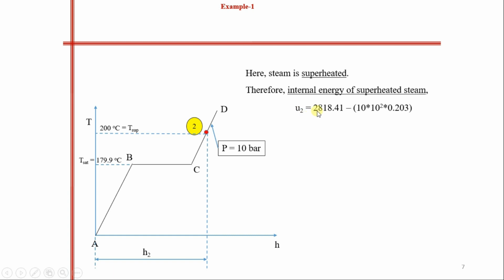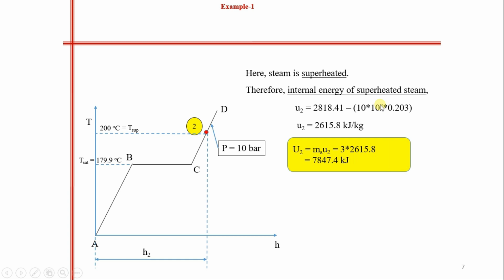So U2 comes out to be 2615.8 kilojoule per kg. Here also I have taken the pressure in kilonewton per meter square. Keep that in mind, because we have found the enthalpy in kilojoule per kg. That is why we are required to take the value of pressure in kilonewton per meter square. So the final internal energy is 7847.4 kilojoule.